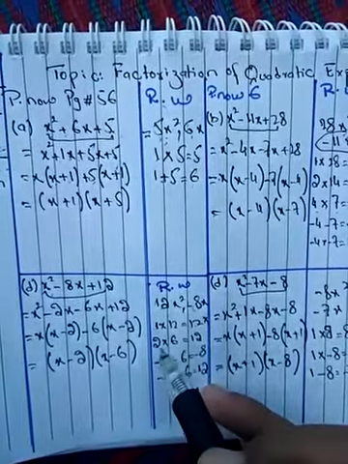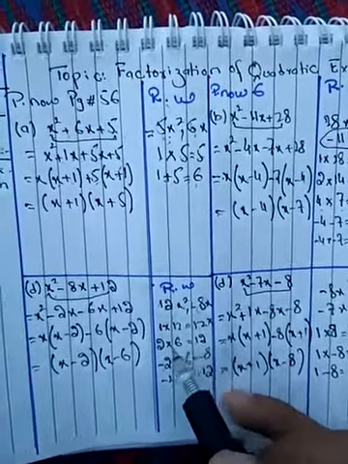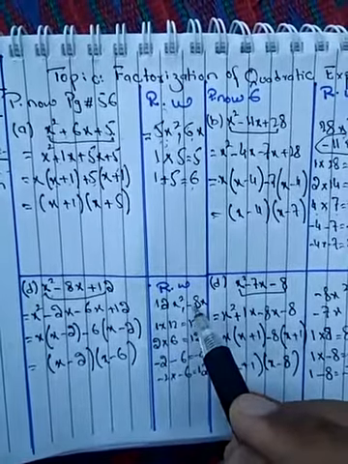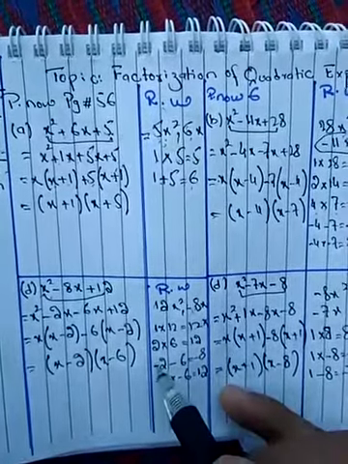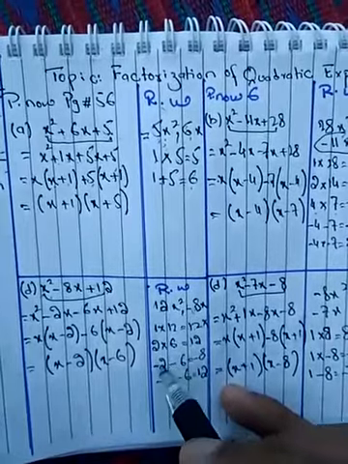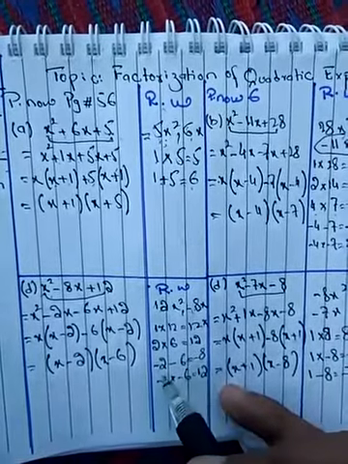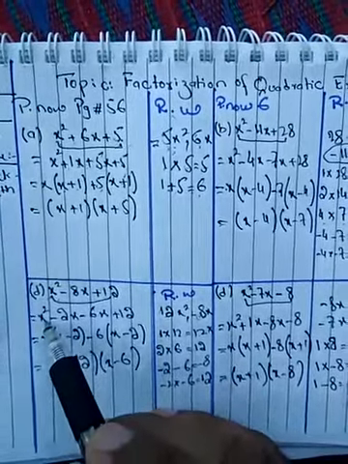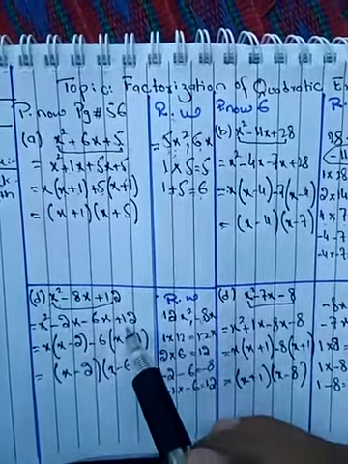Now we come to the table of 2, 2 into 6 is equal to 12. When we add 2 and 6 we have 8, but we require minus 8, so we put minus sign with both, minus 2 and minus 6. So we have minus 2 and minus 6 as our required factors. We write these factors as x square minus 2x minus 6x plus 12.